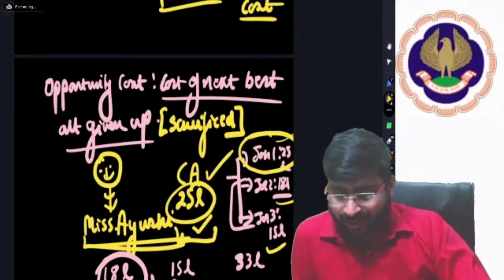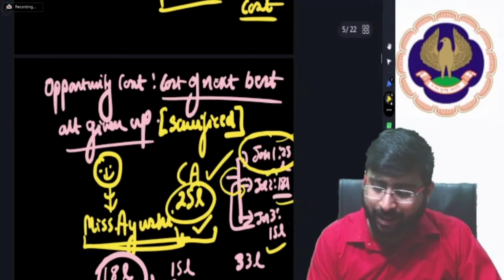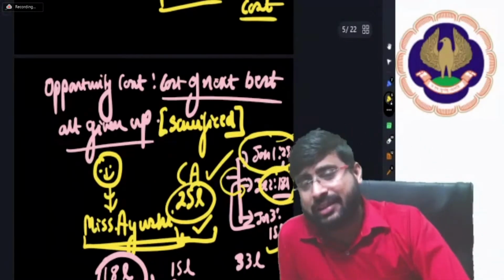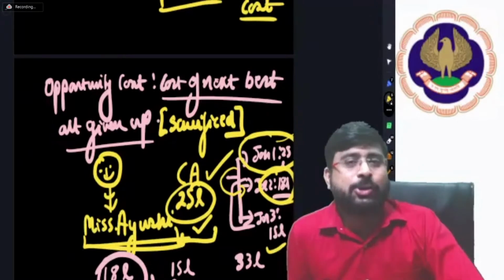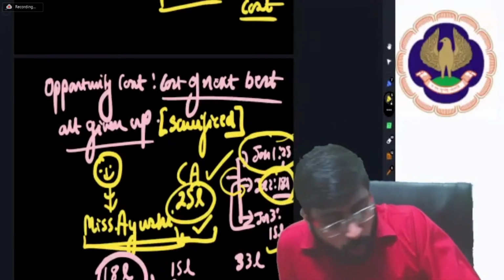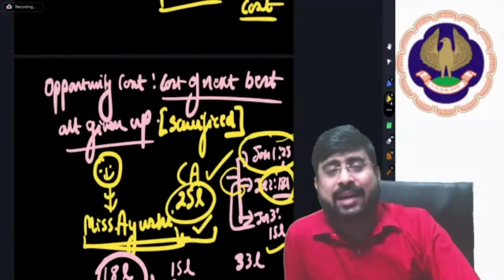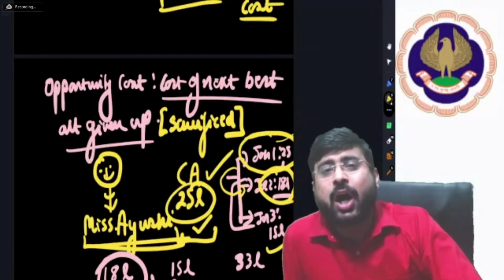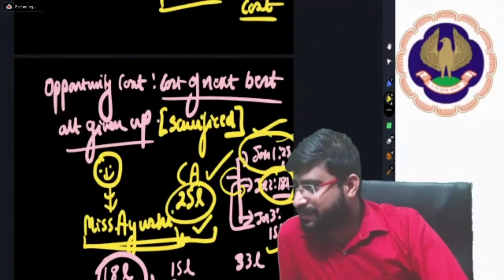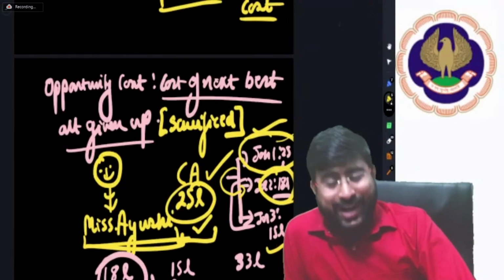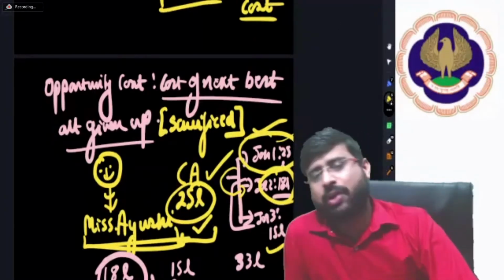The answer is that her opportunity cost is 18 lakhs. Why? Because if she had not done the 25 lakh job, she would have done the 18 lakh job. So the next best alternative available was job 2, fetching 18 lakh rupees, and so 18 lakh is the opportunity cost of doing job 1. Okay, we got it, sir.